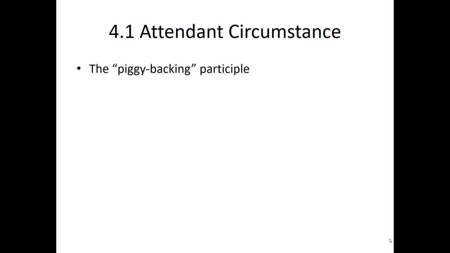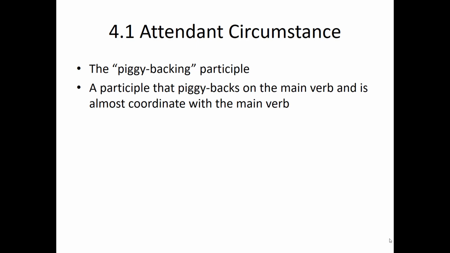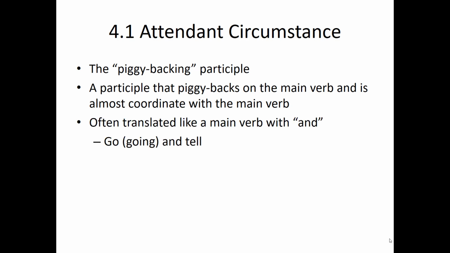So this first one that we call a participle of Attendant Circumstance, you can think of this as a piggybacking participle. What this does is it's a participle that piggybacks on the main verb, and it is almost coordinate with the main verb. It's often going to be translated like a main verb, and then you're going to use the word and. So I might have going, tell your mother we're home. The way you would translate that most of the time is go and tell your mother we're at home.